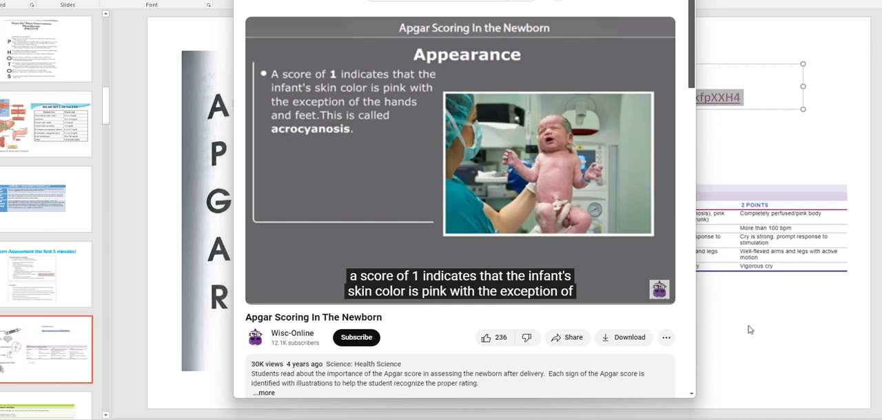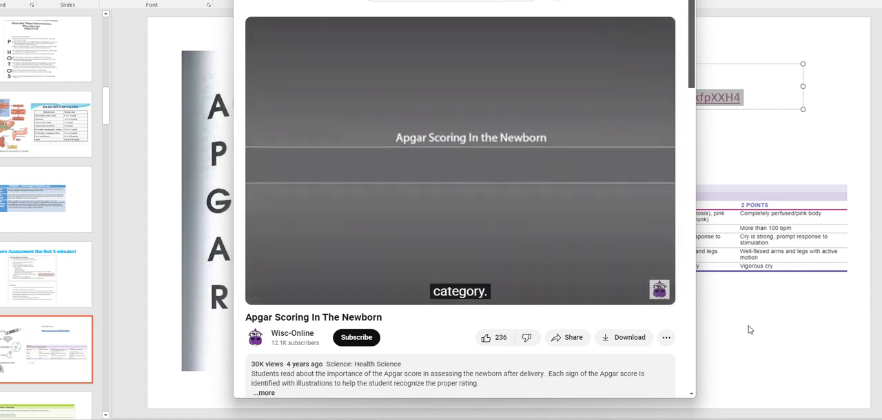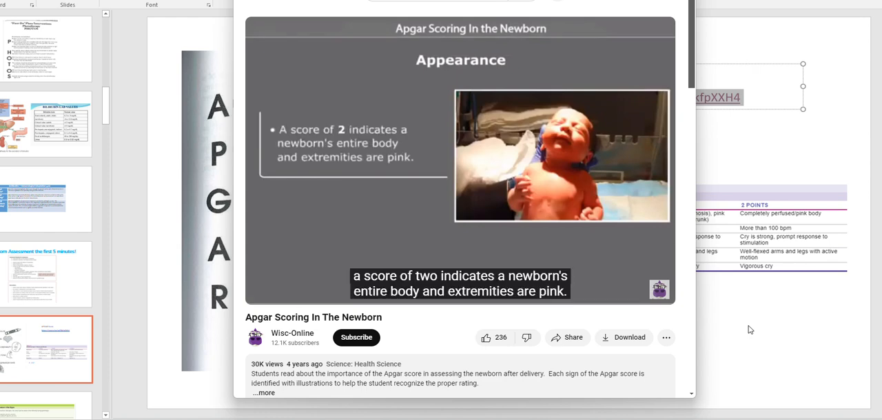A score of 1 indicates that the infant's skin color is pink with the exception of the hands and feet. This is called acrocyanosis. Acrocyanosis is very common and can occur in spite of excellent ventilation. Most infants fall into this category. A score of 2 indicates a newborn's entire body and extremities are pink.